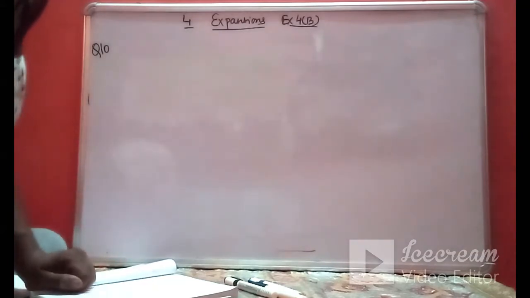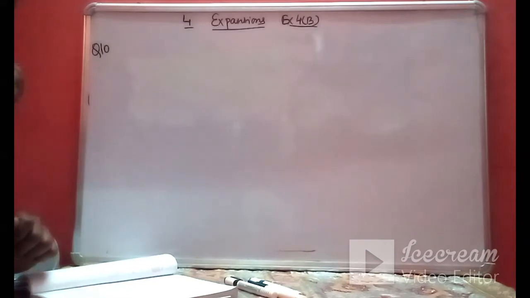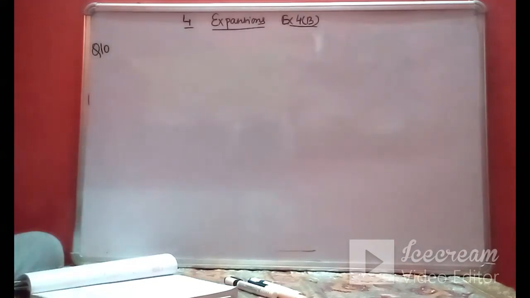So we have started this exercise 4b. In that I have discussed the identities of a plus b whole cube, a minus b whole cube. Now we will resume our discussion; till question number 8 I have discussed.